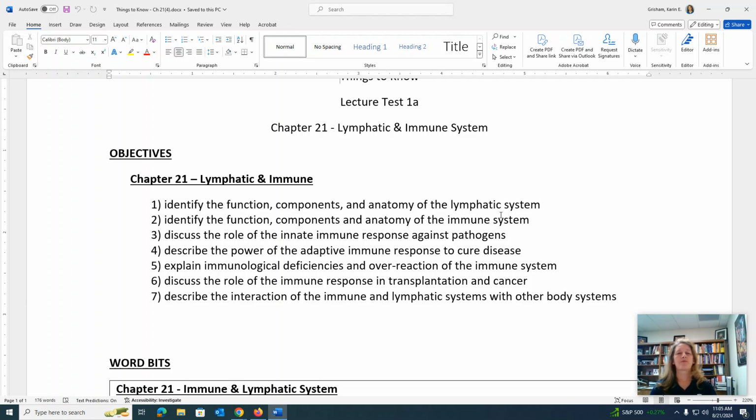Discuss the role of the innate immune system response against pathogens. Pathogens are the bad guys. Number 4, describe the power of the adaptive immune response to cure disease. Number 5, explain the immunological deficiencies and overreaction of the immune system. Number 6, discuss the role of the immune response in transplantation and cancer. And number 7, describe the interaction of the immune and lymphatic system with other body systems.